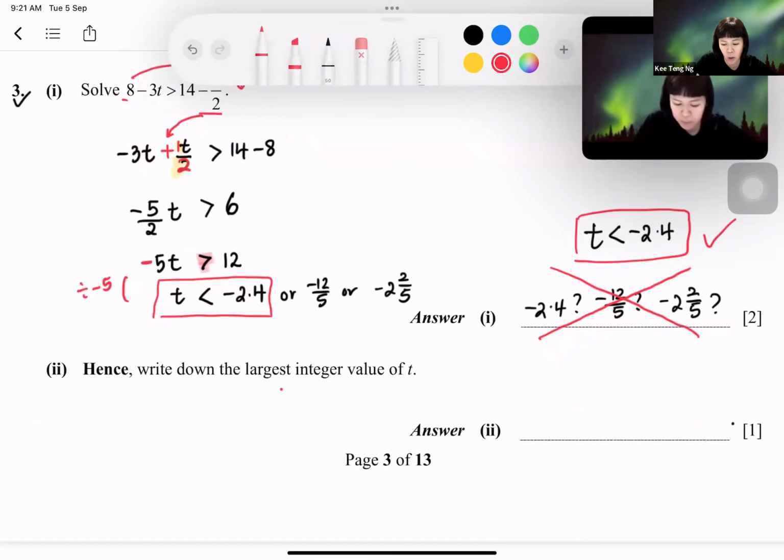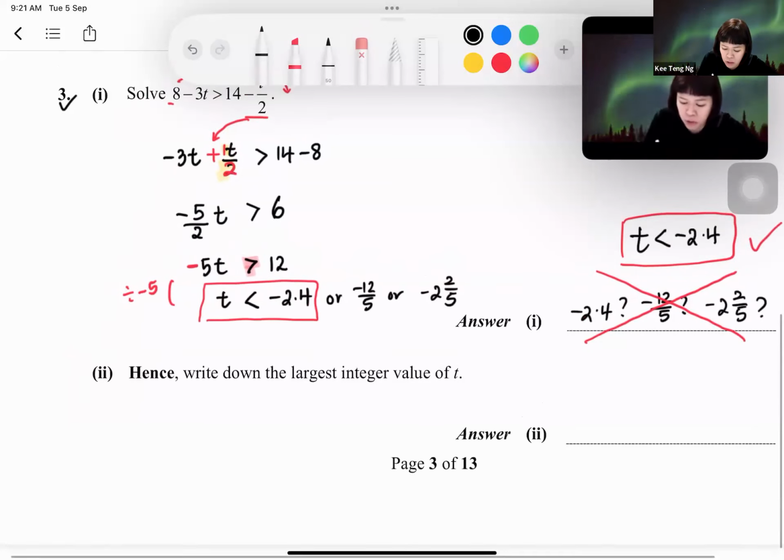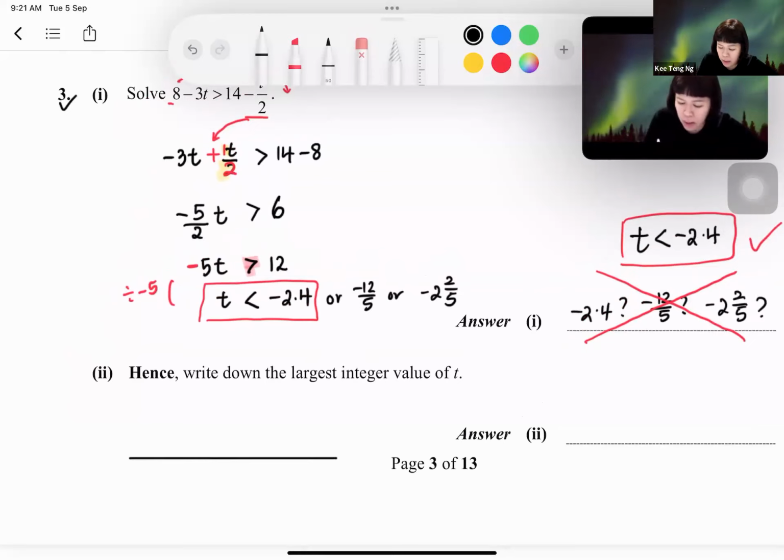Next one, the question says, hence write down the largest integer. Now during the exam, even if you get your part A, part 1 wrong, but you interpret the correct answer using your part 1, you'll still be able to get an error carry forward 1 mark. So please take note. Do try the questions, don't just leave blank. And this question over here is a number less than negative 2.4.